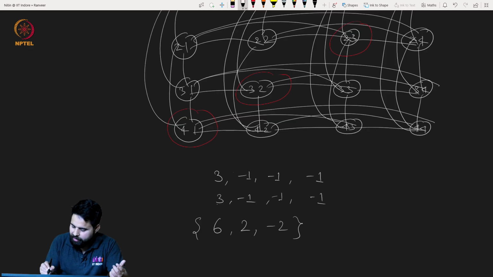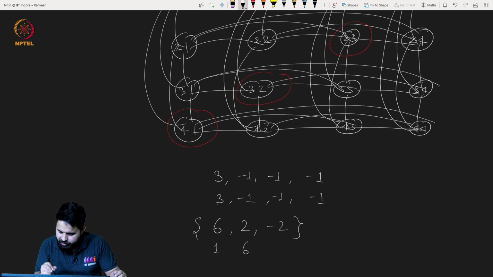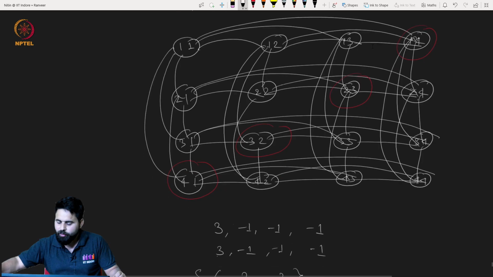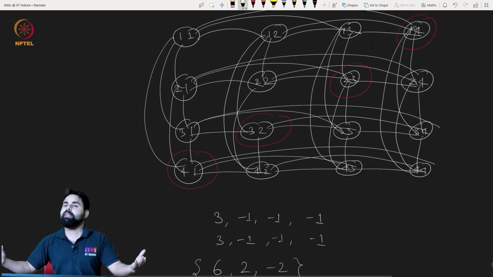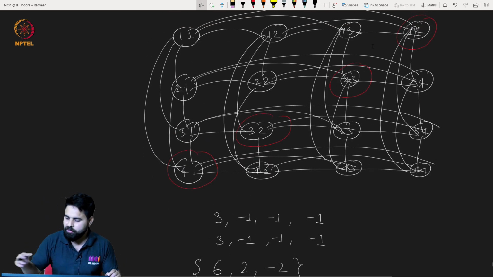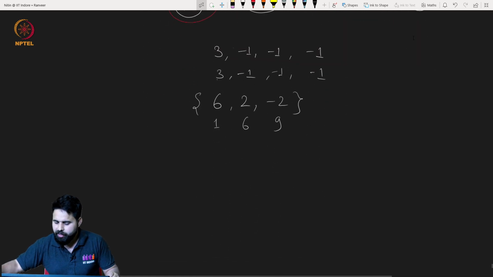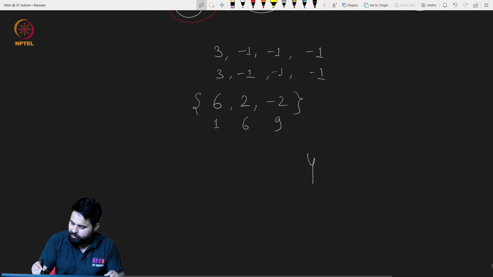So how many times will each eigenvalue occur? 6 will occur 1 time. How many times will 2 come? I think this will come 6 times, and then -2 will come 9 times. So these are the multiplicities. Very good. So now, remember GM switching. Remember GM switching: you take y as the red vertices.